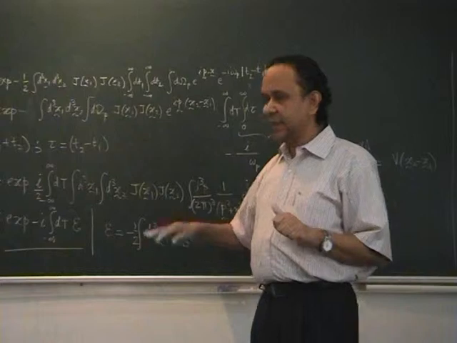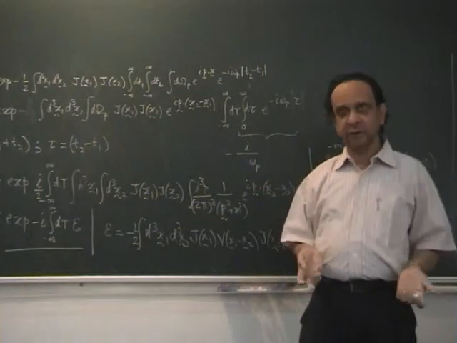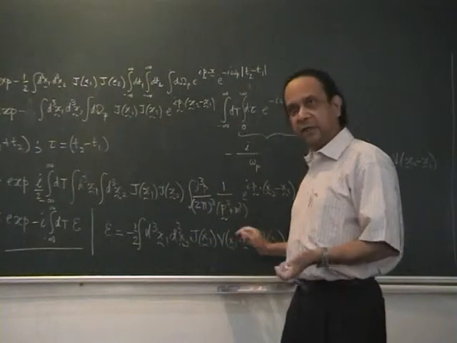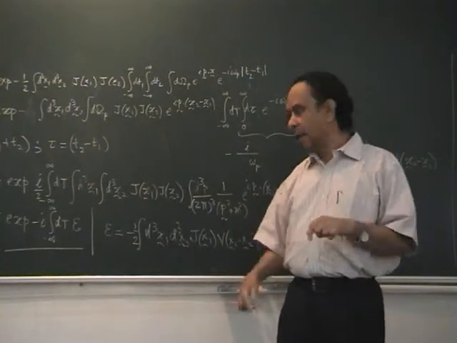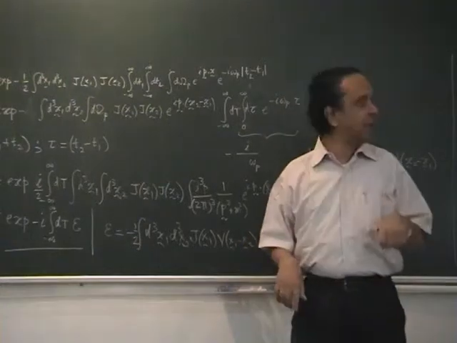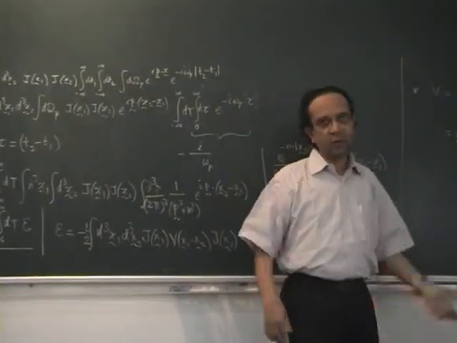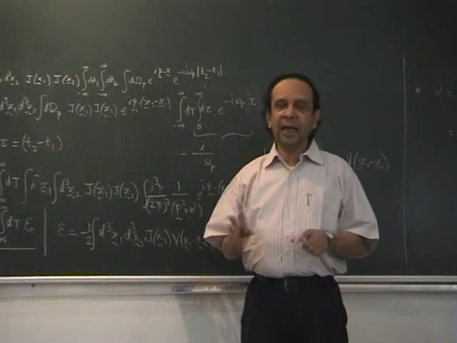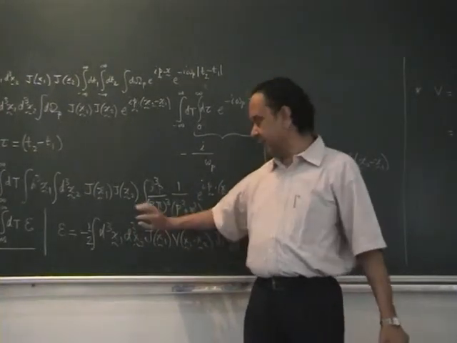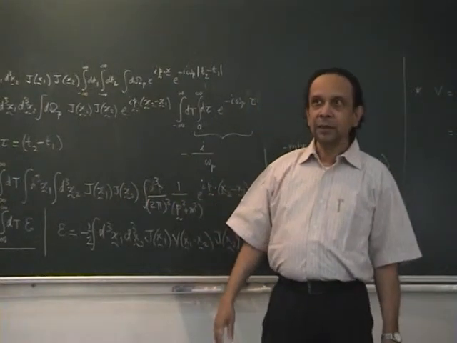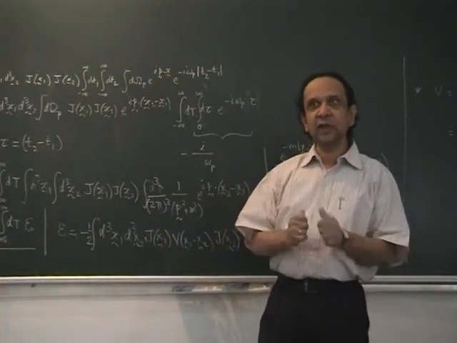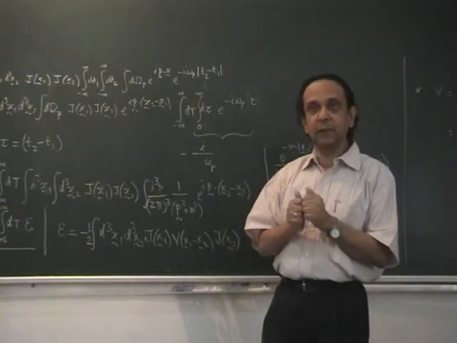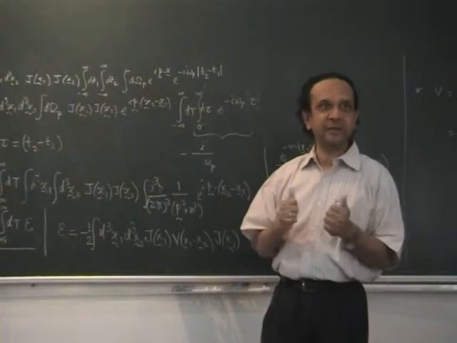You can repeat this entire calculation for electrodynamics. Then you will have a J mu here, because you will have two currents. And in between, the propagator which you write down will have an eta mu nu. And when you do the whole thing, you will find that the sign flips. Okay. So, as a result, in electromagnetism, two like charges will repel each other.